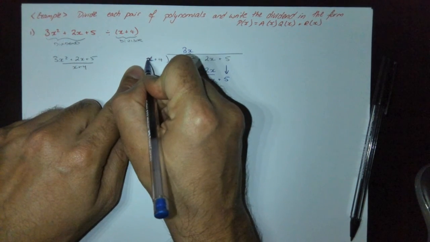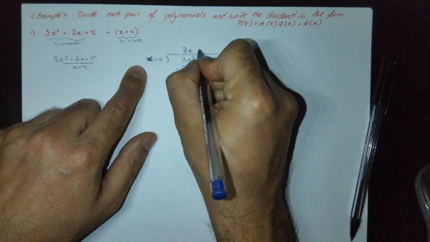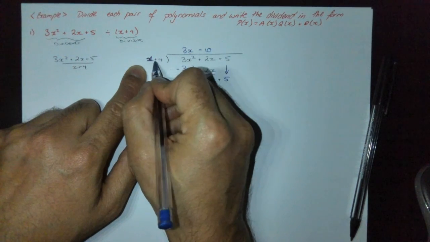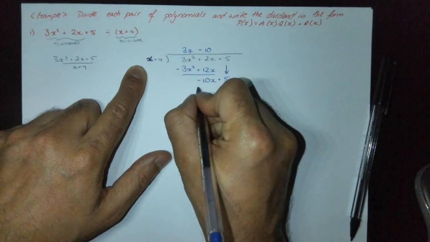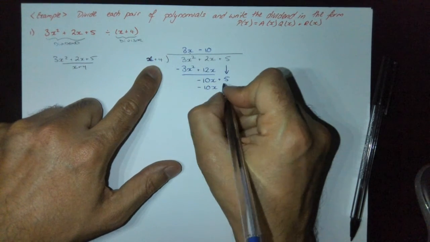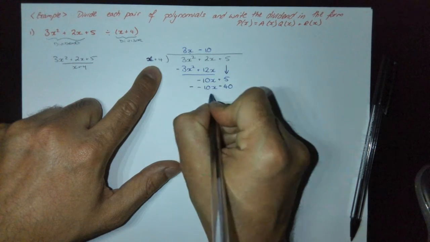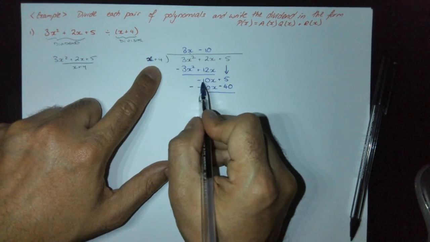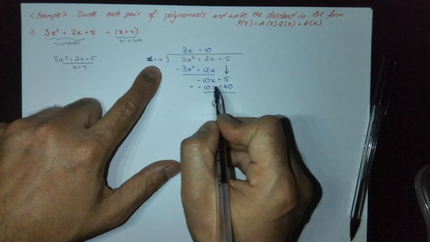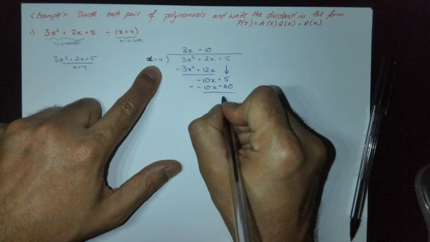I've got the x again. How many times does x go into negative 10x? Well, that's negative 10 times. So multiply that negative 10 with each term here. Negative 10 times x is negative 10x. Negative 10 times 4 is negative 40. And I'm going to subtract these two together. So negative 10x minus negative 10x, that disappears. So 5 minus negative 40 becomes positive 45.